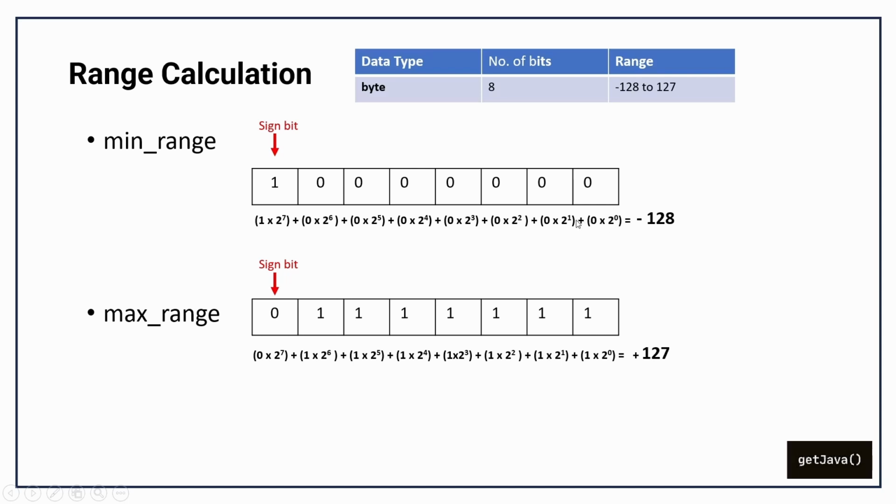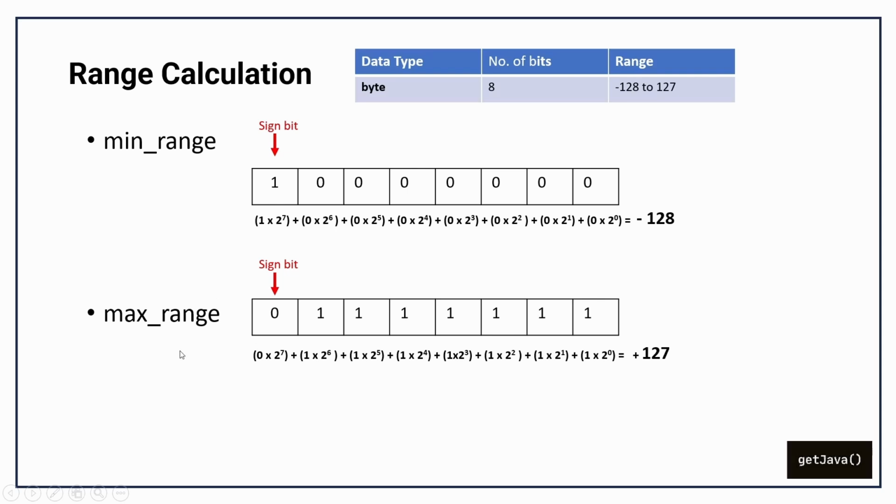Then you have to add it. Take the next value 0, multiply it by 2 raised to 1. Similarly, we do it for the rest of the bits, till the last 1, where we take the value and multiply it by 2 raised to 7. Now when we add this, we will get 128. Since the sign bit is 1, which represents negative, it will be negative 128.